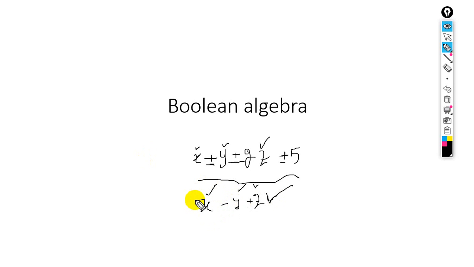So now these variables will have some values. In mathematical algebra, these variables will have values from 0 to 9 digits.